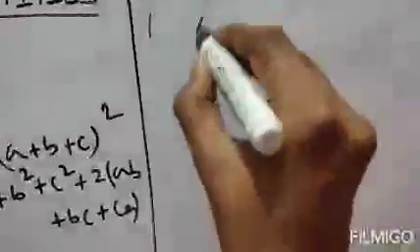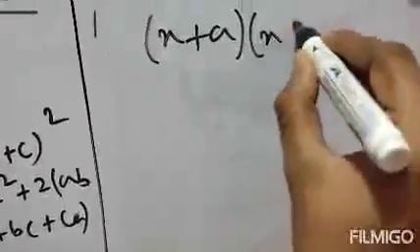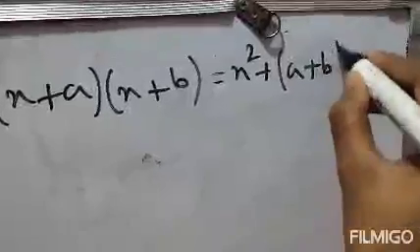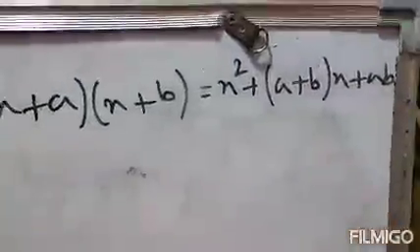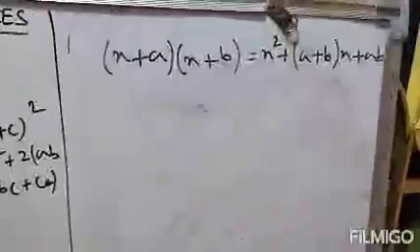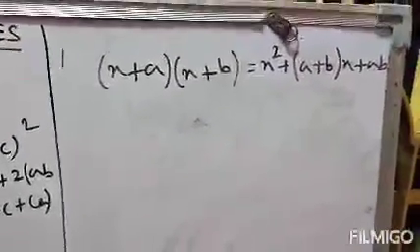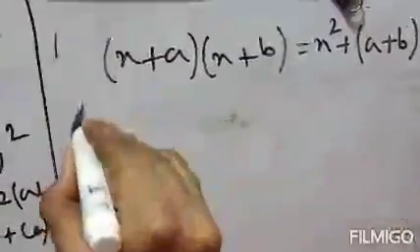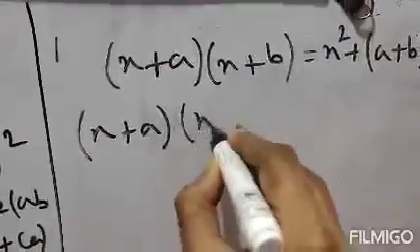Next, worksheet 5. Before proceeding to worksheet 5, there are some identities you should learn. The identities: x plus a, x plus b is equal to x square plus a plus b whole x plus ab. So this is the identity, x plus a, x plus b equals x square plus (a plus b)x plus ab.